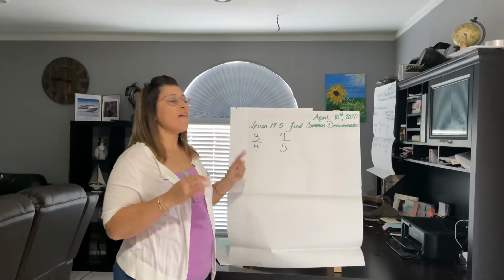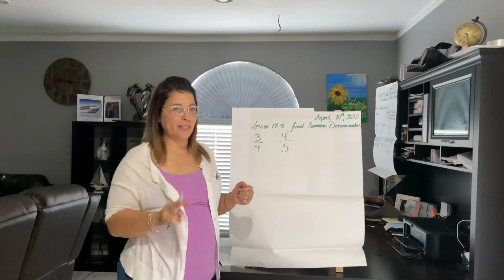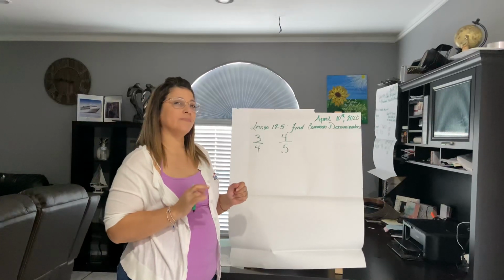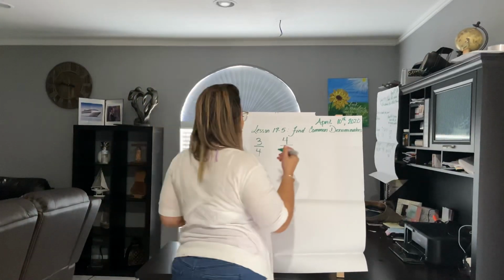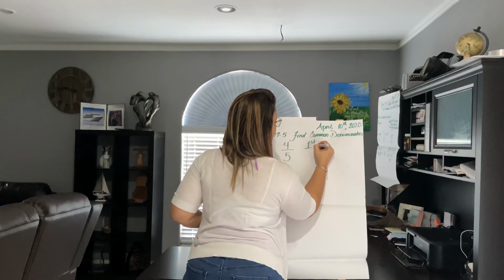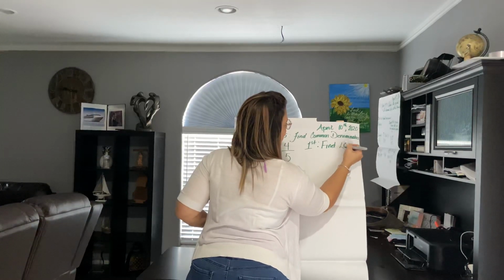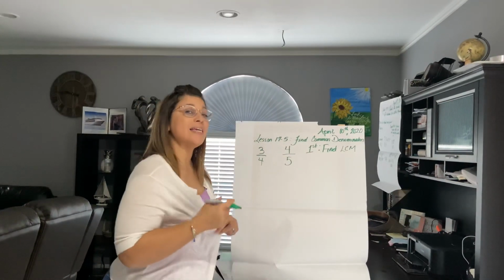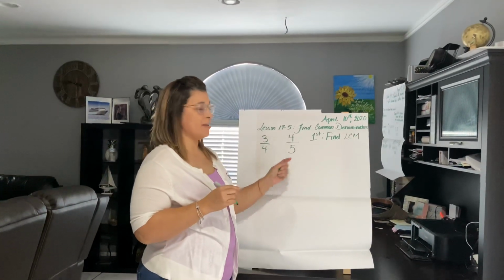So, when we are going to find a common denominator, there are two simple steps. Let's see if you guys remember. What might be the first step? Did you guess? The first step is, I'm gonna write the 1 here. First step is find the least common multiple, LCM, least common multiple for each denominator.